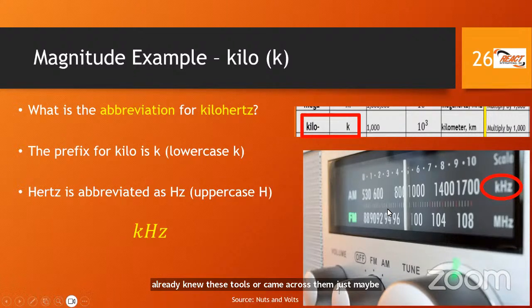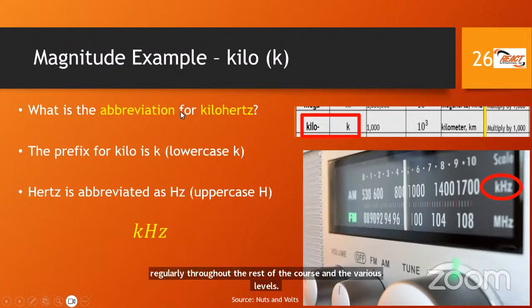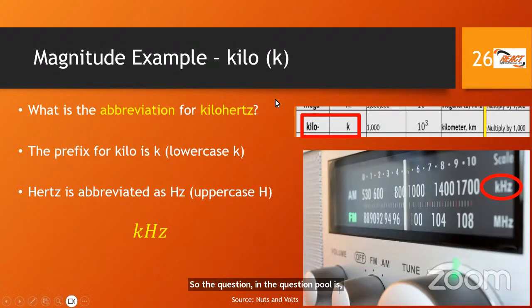So in our quest as radio amateurs to understand the terms and the quantities that we use, frequency is a key term, and we'll be hearing it very regularly throughout the rest of the course and the various levels. So the question in the question pool is, what is the abbreviation for kilohertz? We said in our last session that hertz is the term we use to represent frequency, but they want us to abbreviate kilohertz.